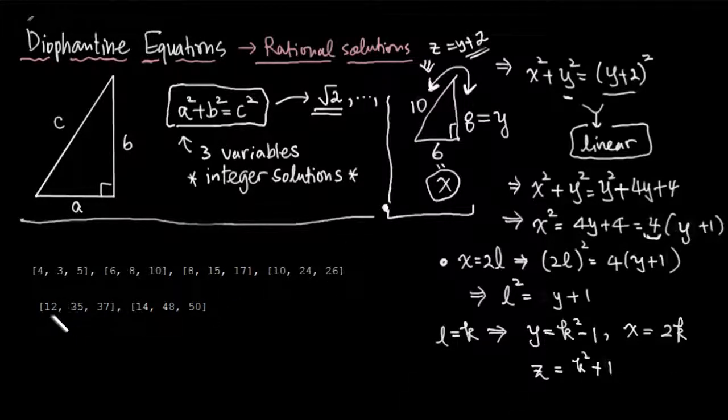So here, another one is 12, 35, and 37. I don't think they have a common factor in here. 37 seems like a prime number, so that's another one.